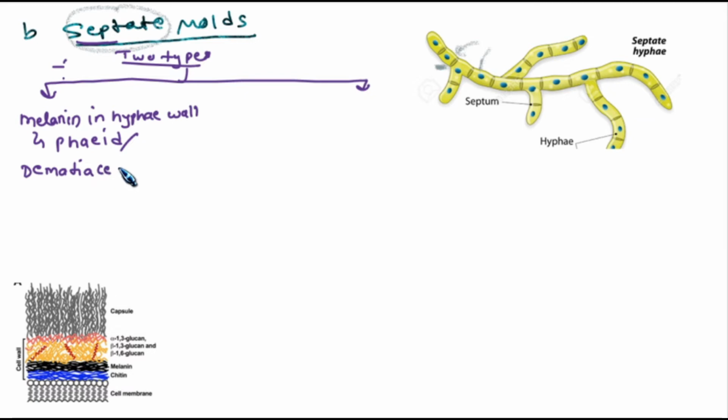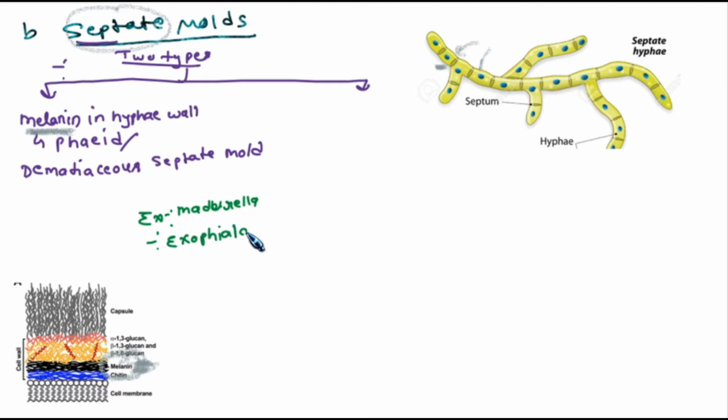Now let us see the examples of melanin in the hyphal wall, or phaeoid fungi. For example, you can see the melanin over the chitin wall. Melanin is present in the cell wall. The first example is Madurella. Second is Exophiala. Third is Alternaria. Fourth is Curvularia. Fifth is Piedraia.